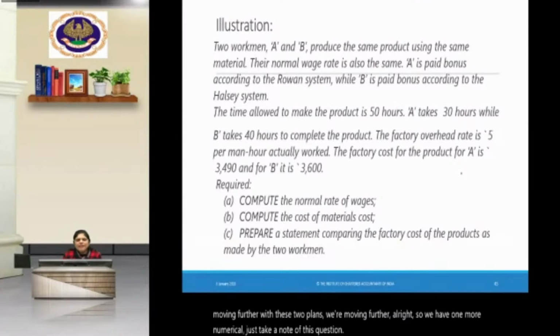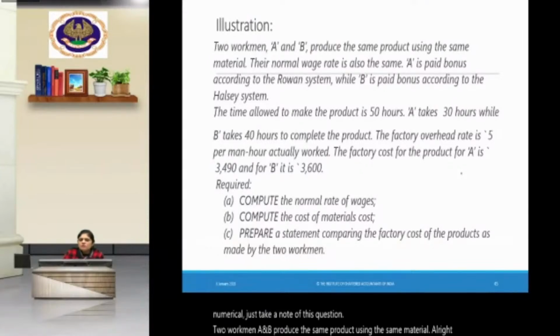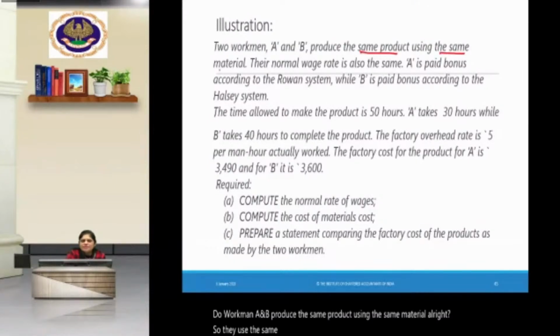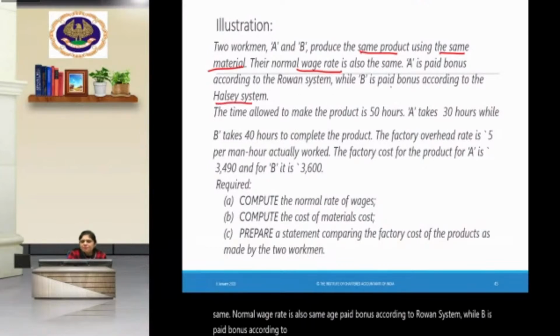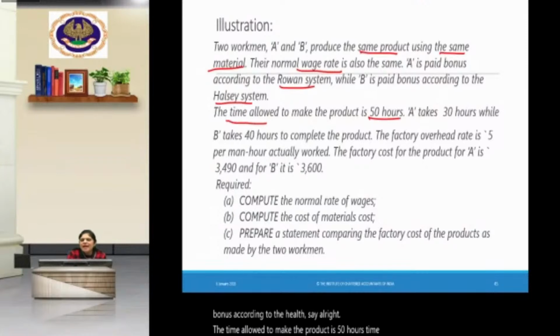Two workmen A and B produce the same product using the same material. Their normal wage rate is also the same. A is paid bonus according to the Rowan system, while B is paid bonus according to the Halsey system. The time allowed to make the product is 50 hours. This is the standard time.